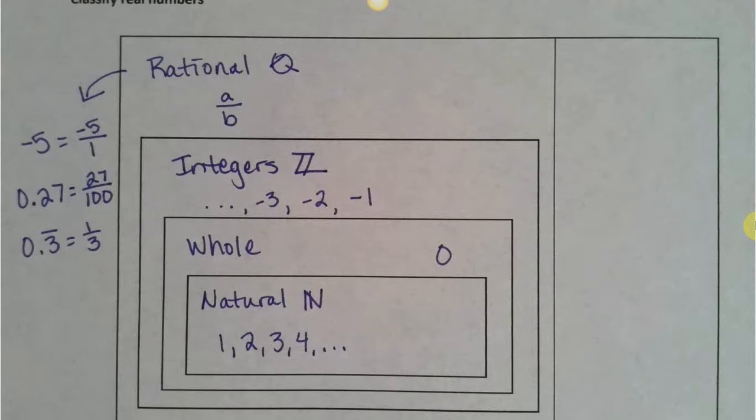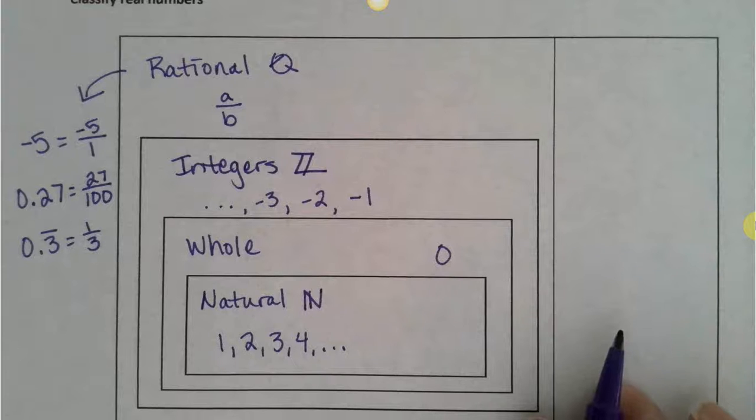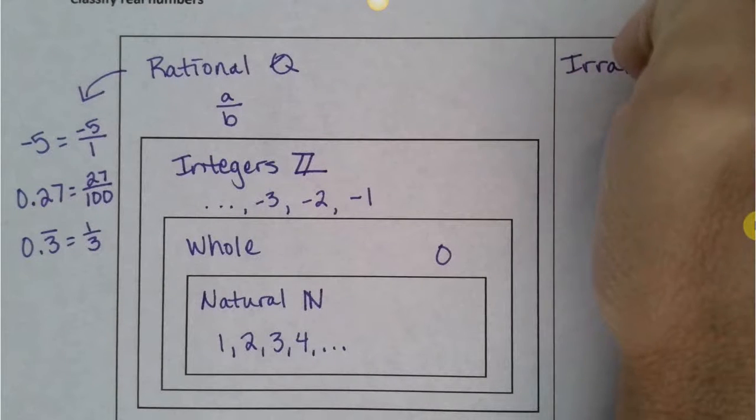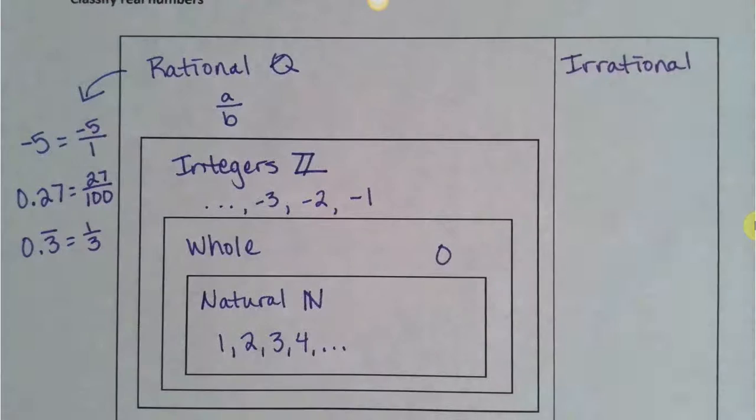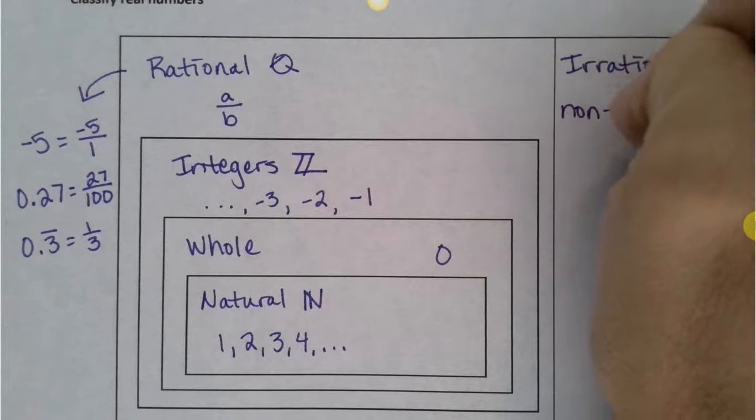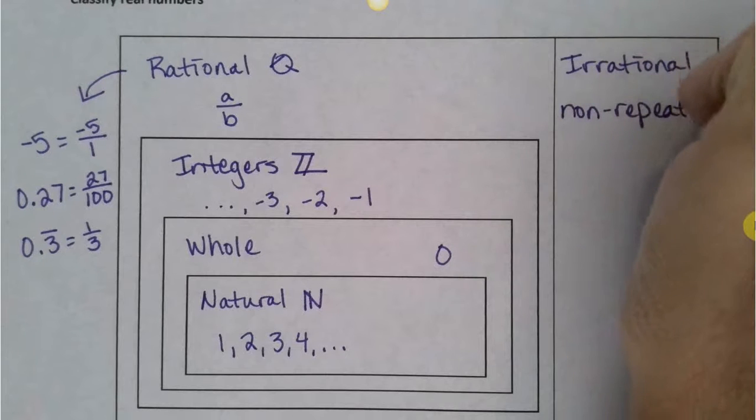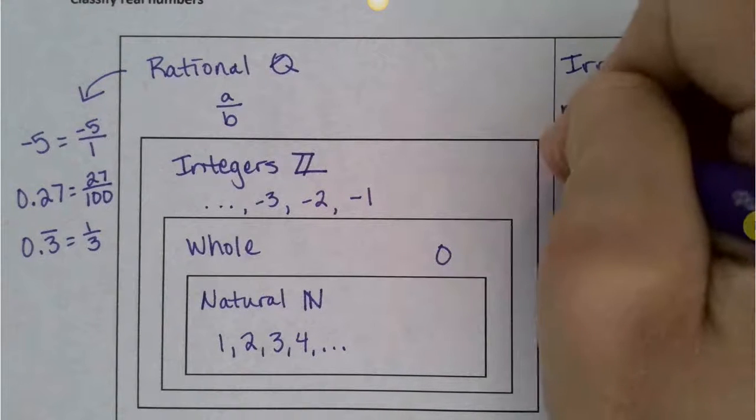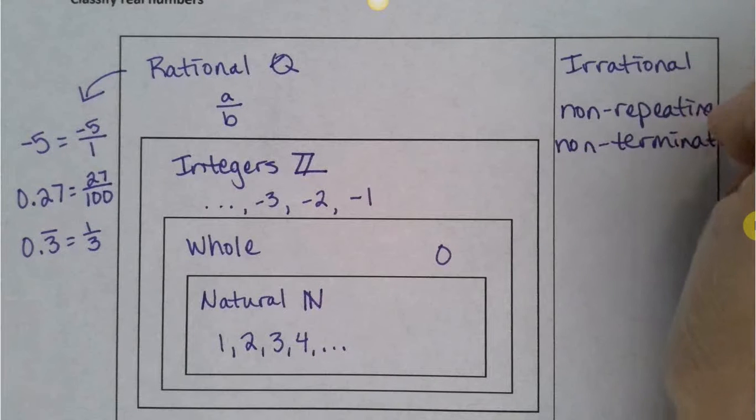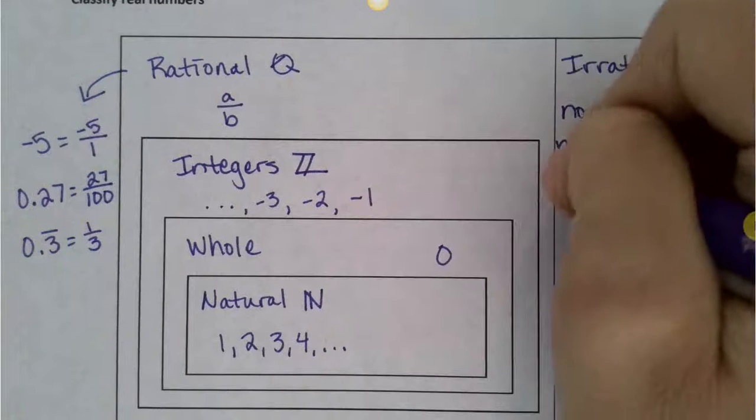So that means the numbers that I cannot write as fractions are what's left over for this box over here, what we call the irrational numbers. Based on these examples, what that leaves is the non-repeating, non-terminating decimal numbers.